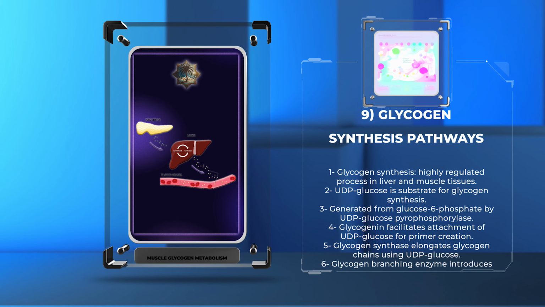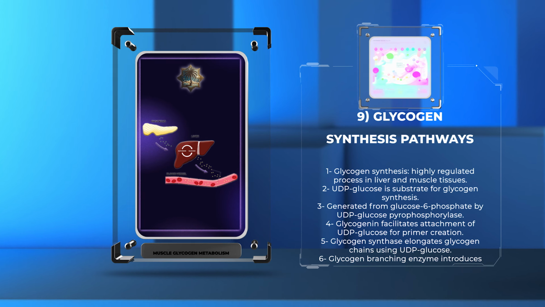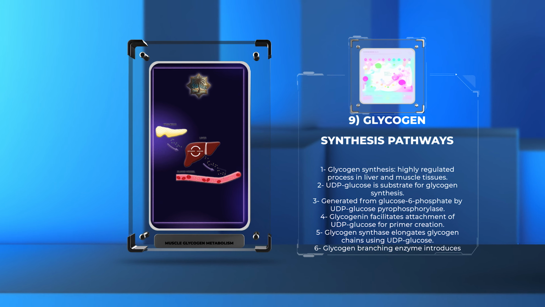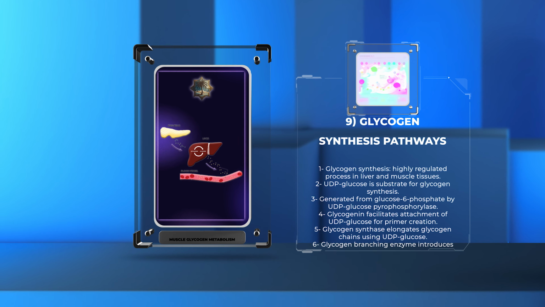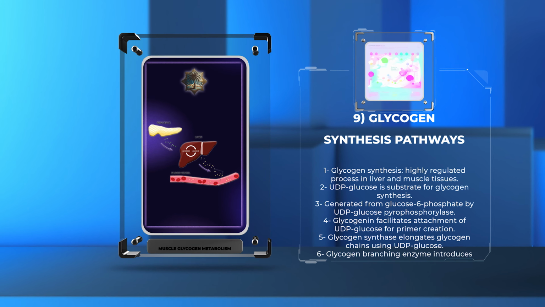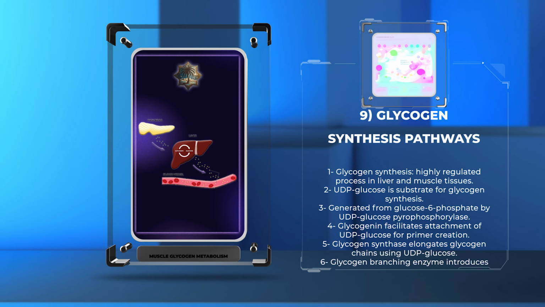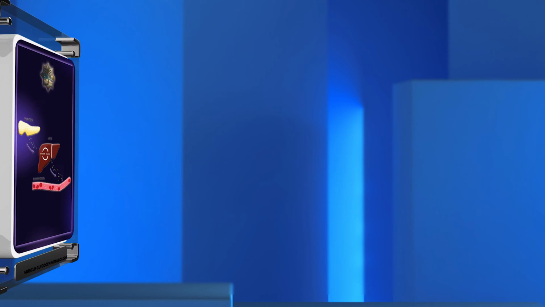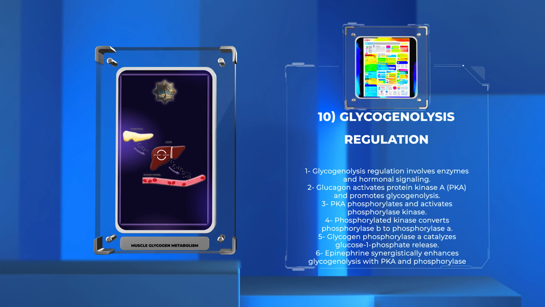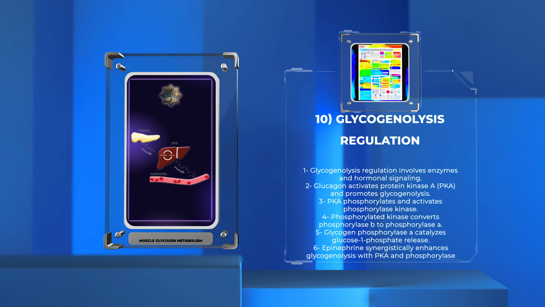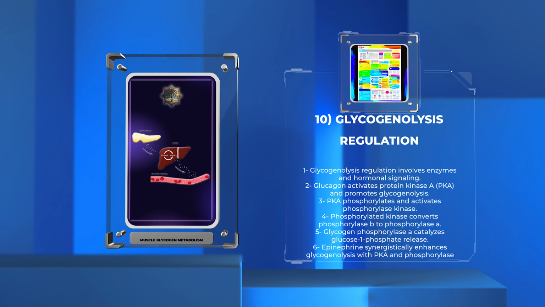Glycogen synthase is the key enzyme responsible for elongating the glycogen chains using UDP glucose as the glucose donor. At the branching points, glycogen branching enzyme introduces alpha-1,6 glycosidic linkages, enhancing the compactness and solubility of the glycogen molecule. Glycogenolysis regulation involves intricate interplay among various enzymes and hormonal signaling. Hormones such as glucagon and epinephrine stimulate glycogen breakdown through their respective signaling pathways.